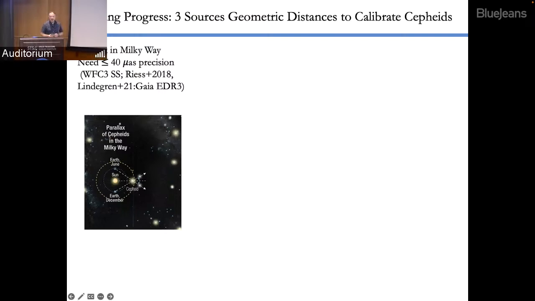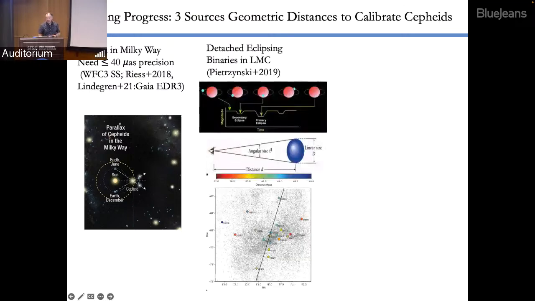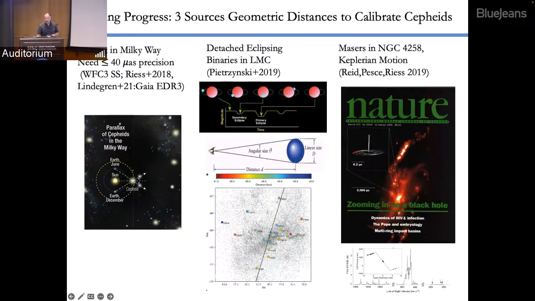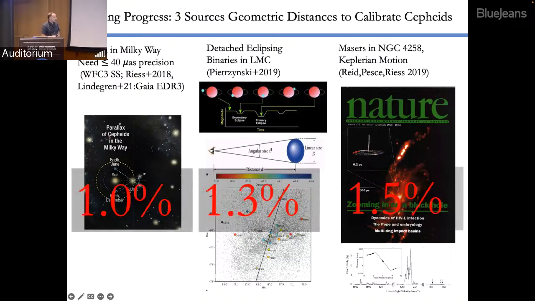And this is done 3 different ways now, with parallaxes in the Milky Way. I'll talk about those. Detached eclipsing binary systems in the Magellanic Clouds have become very precise in the last few years. And observations of water masers in the radio in Keplerian motion around the supermassive black hole in NGC 4258. And so you take any one of these, they're good to about 1 to 1.5% precision. The great aspect of them is that they're all independent from each other, and so they provide very powerful checks.